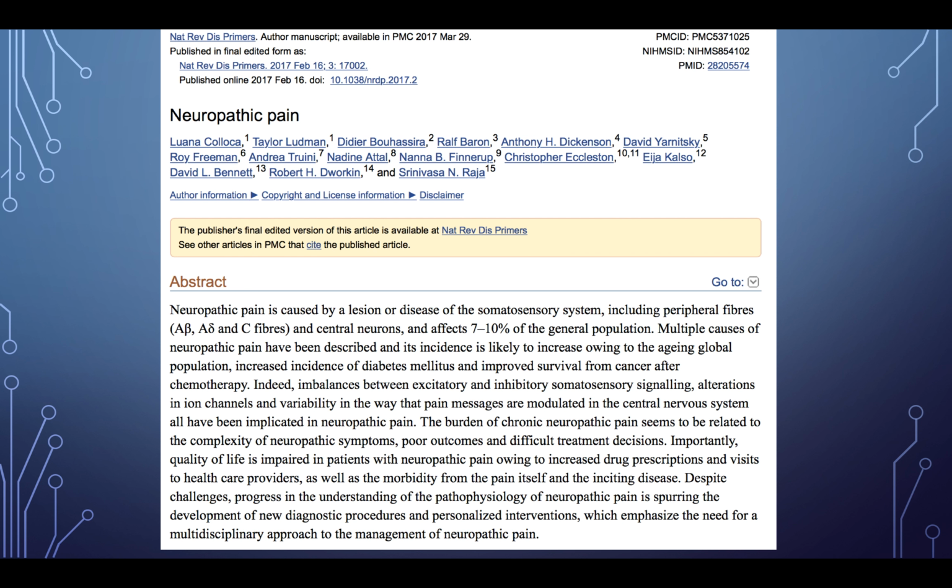Neuropathic pain affects 7 to 10% of the general population. There are multiple causes of neuropathic pain. Its incidence is likely to increase with the aging population, with the increased incidence of diabetes mellitus, and also with patients who are surviving chemotherapy.